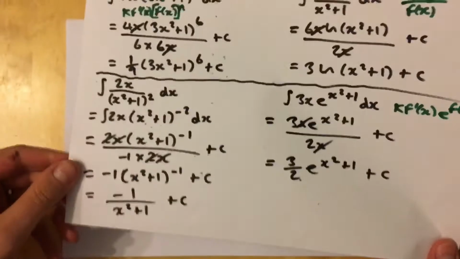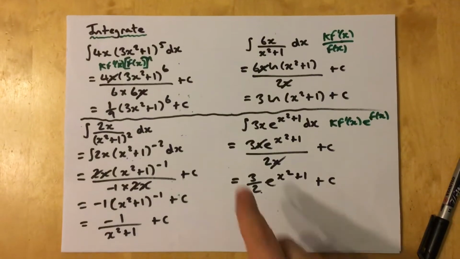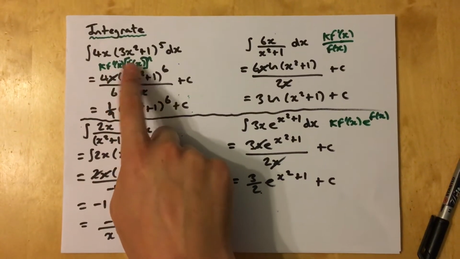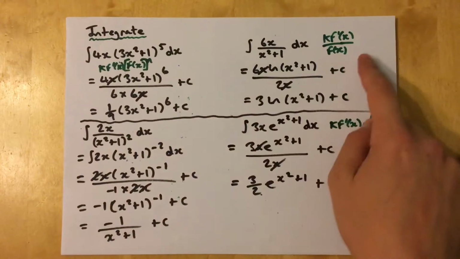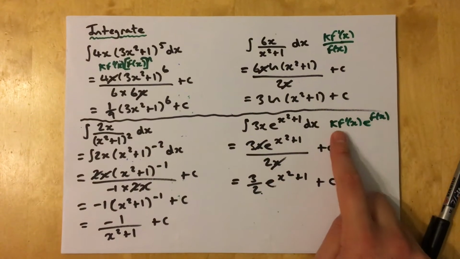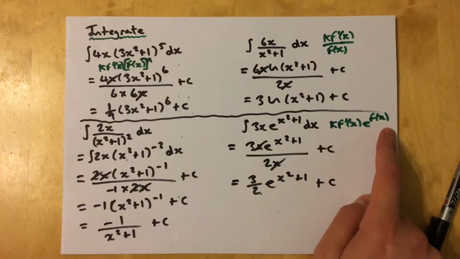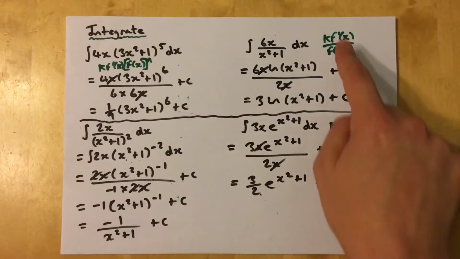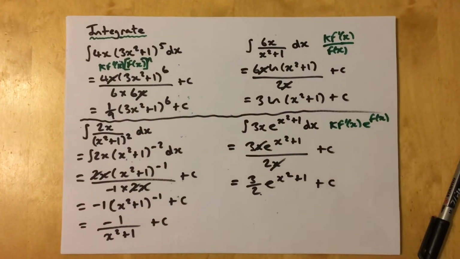Hi, so we're going to do a bit more integration. Now, if you remember in the last video, what we were looking at was integration by inspection, or reverse chain rule. We were looking at questions of this form: k f dash of x times f of x to the power of n, k f dash of x over f of x, and k f dash of x e to the power of f of x. So we said these three forms were the forms to look out for.